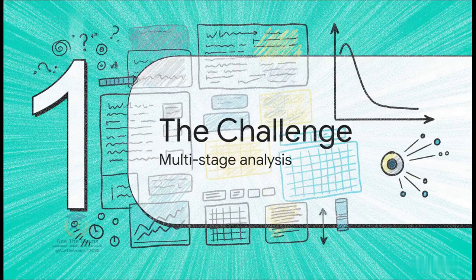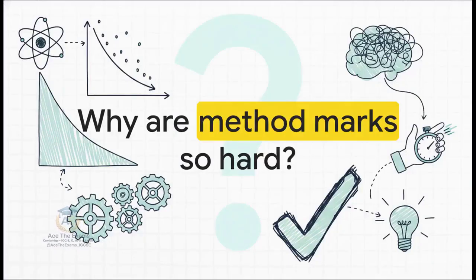Part 1, the challenge. So why do so many students find multi-stage analysis and actually securing those method marks so incredibly hard? Well, picture this. You flip to a multi-part question on your exam and boom, you're hit with a massive wall of text, a bunch of complex data, and an intimidating exponential equation. It brings up a really critical question, right? Because it's usually not that you don't know the formula. The real obstacle, it's the cognitive overload of trying to interpret raw data, remember all your physics principles, and format it all perfectly while the clock is ticking down.